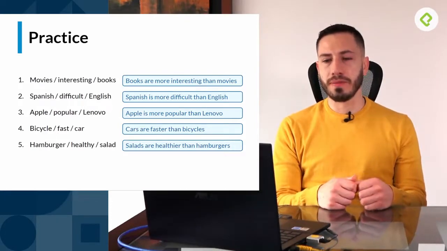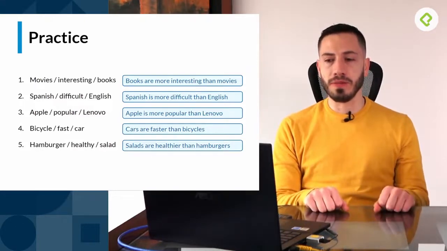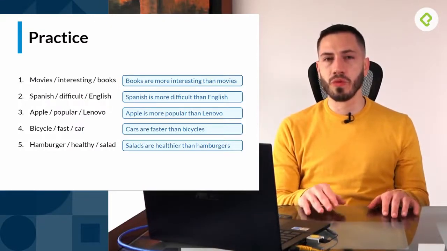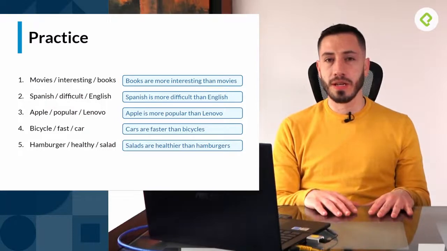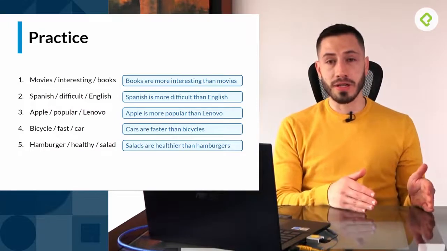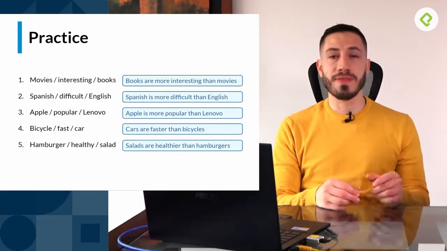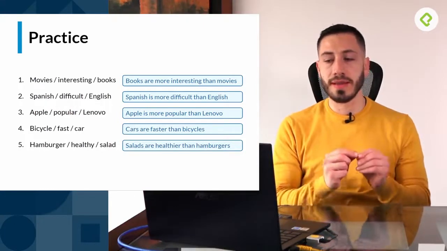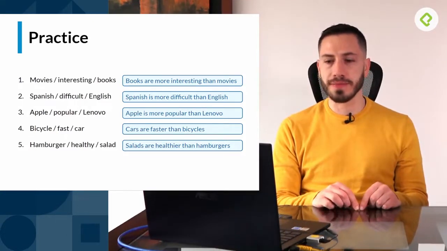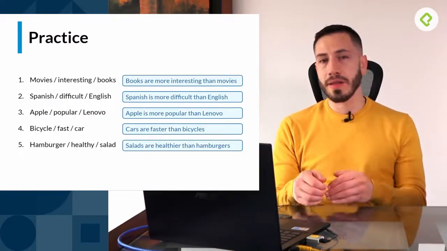How about number 3? I don't want to be controversial, so let's take it as an opinion. But I would say that Apple is more popular than Lenovo. What would you say? Number 4, I think there's no dispute in this one. We could easily say cars are faster than bicycles. As you can see, the adjective fast is short, so we say faster than. We don't say more fast. That's not the case. And number 5, salads are healthier than hamburgers.